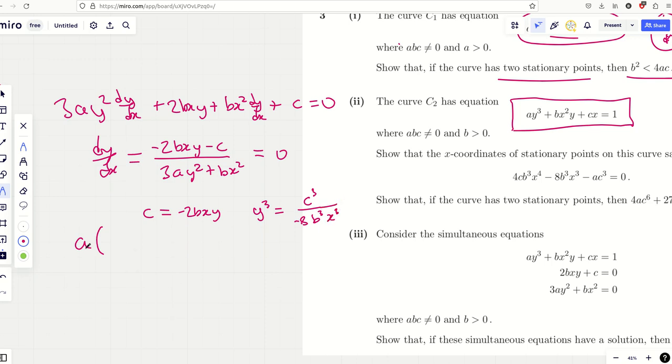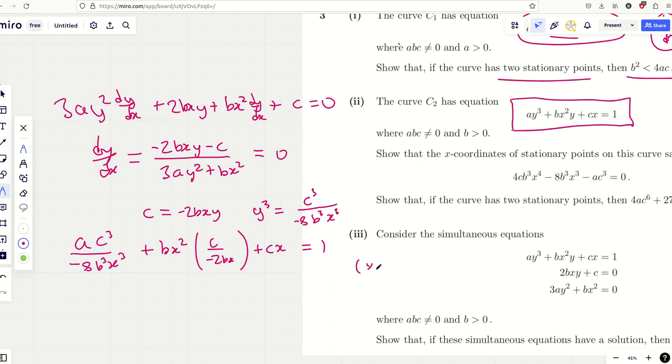Yeah. Okay, so that makes it slightly easier for the next bit, because I can just say: ac cubed over minus 8b cubed x cubed plus bx squared, and then y is actually minus 2bx over, sorry, c over minus 2bx, dear oh dear. And then we've got a plus cx on the end equals 1. We're trying to simplify this and turn that into that. Once again, it's really just algebra.